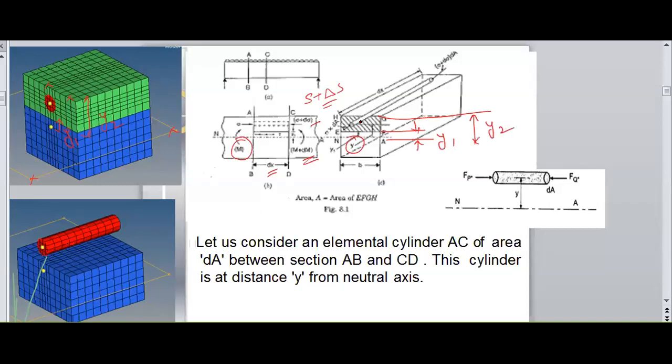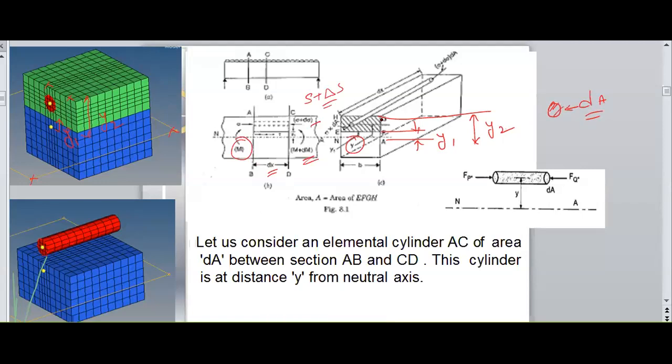And I am considering a small fiber. A cylindrical fiber is considered here, as we can see in the diagram. The cross-sectional area of the cylindrical fiber, the circular area, is dA.